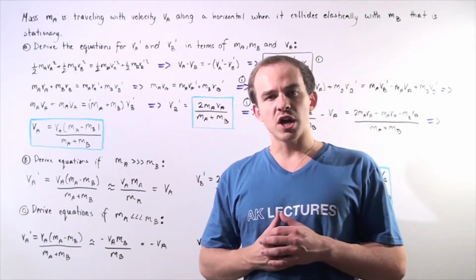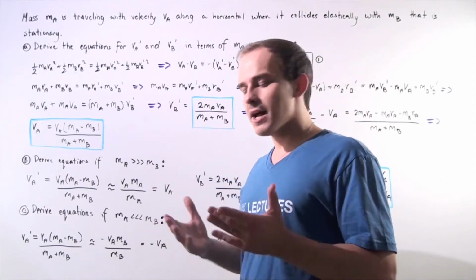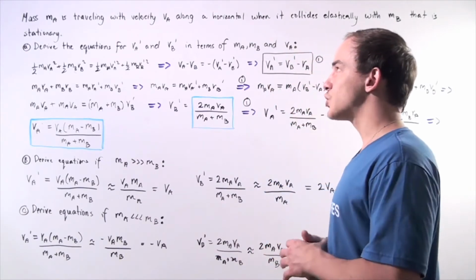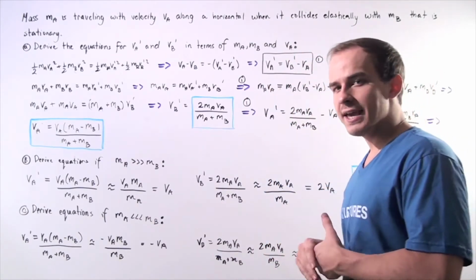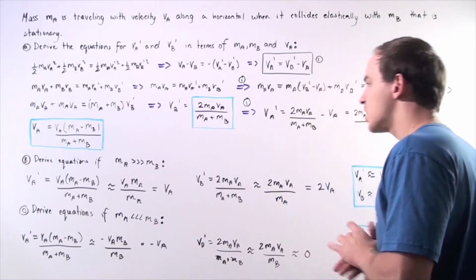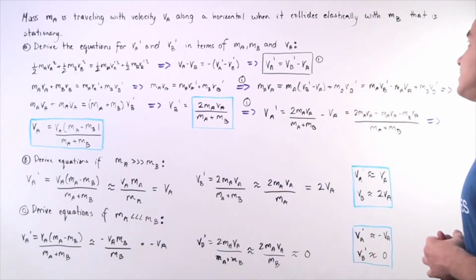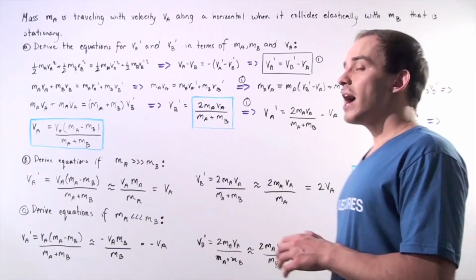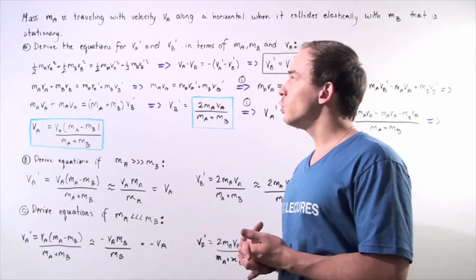So let's suppose I have two objects, object A and object B. And let's suppose object A with mass mA is traveling with the velocity vA along the horizontal axis when it collides elastically with the second object that has a mass mB that is stationary. Now we want to derive the following equation.